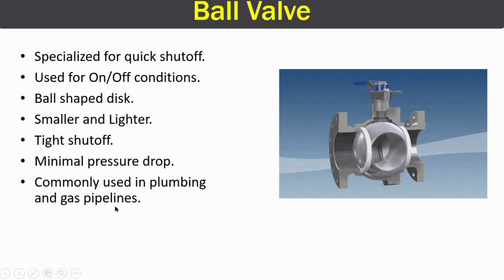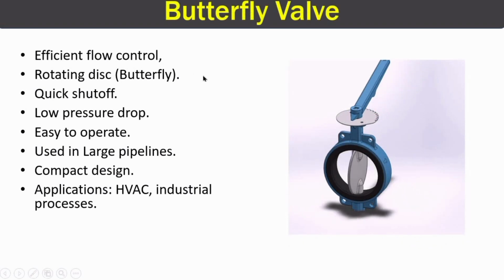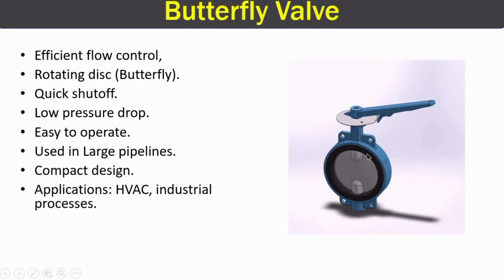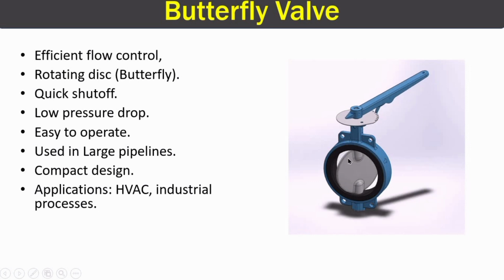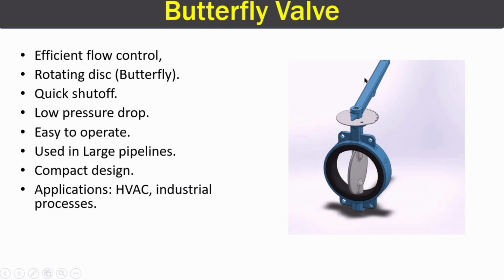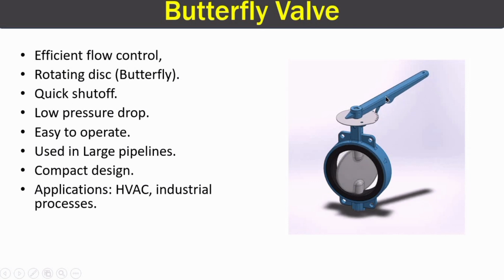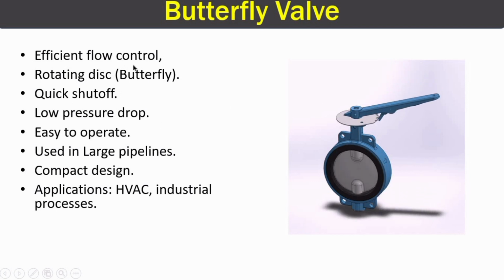Commonly used in plumbing and gas pipelines. Now moving on to our fourth valve type, and that is butterfly valve. Butterfly valve has a rotating disc. Here you can see in the image, and this is the handle where we can easily operate it. We can quickly close it or quickly open it. So it's easy to operate and it offers efficient flow control.